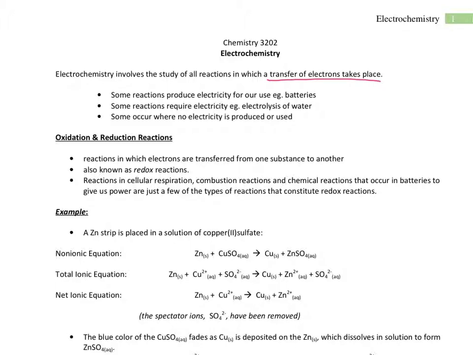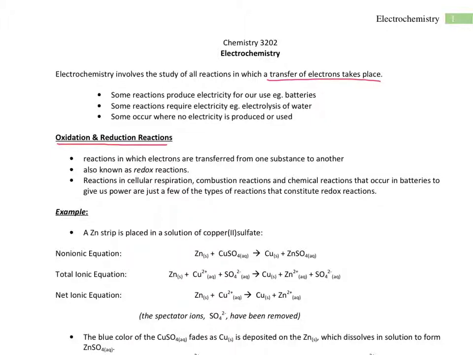Some reactions in our everyday life produce electricity, such as the batteries that we use for our electronic devices. Some reactions actually require electricity, such as the electrolysis of water or recharging your batteries, and some reactions will occur where no electricity is produced or used at all. When we look at electrochemistry and reactions that involve the transfer of electrons, we're actually looking at oxidation and reduction reactions. Oxidation and reduction reactions are reactions in which electrons are transferred from one substance to another.